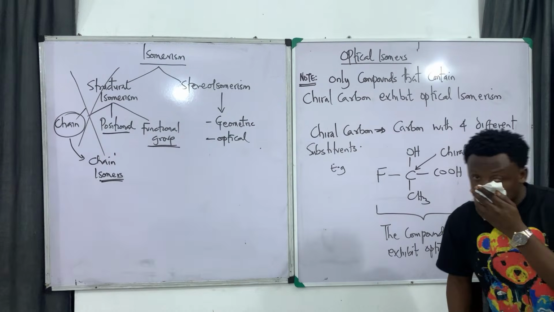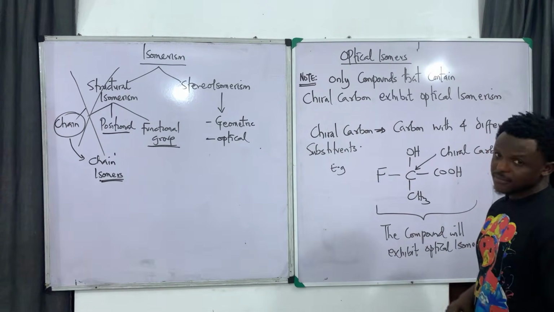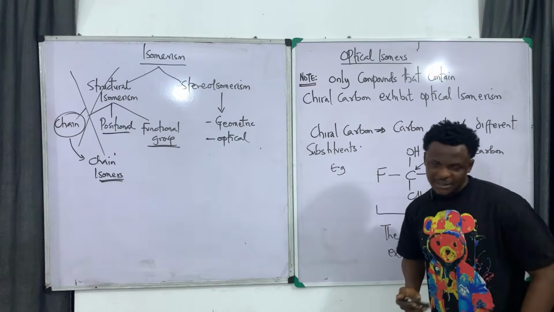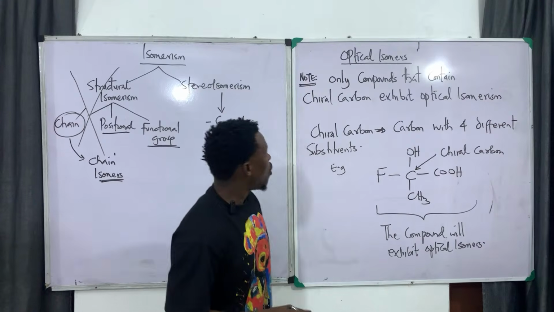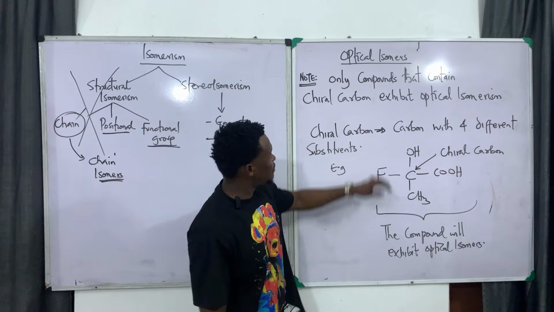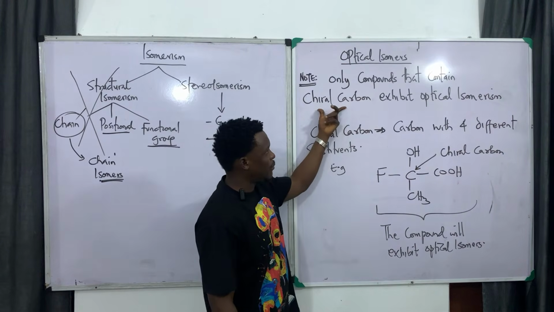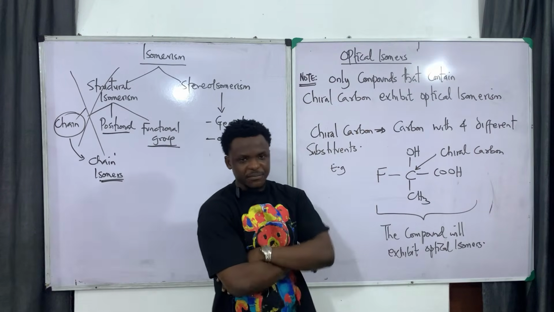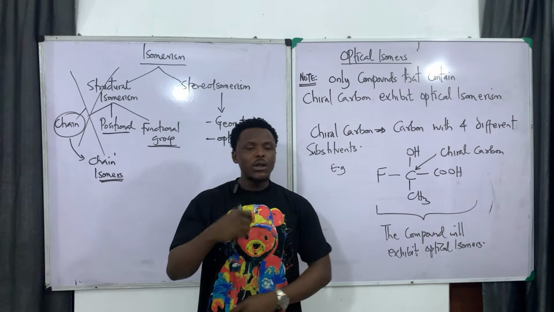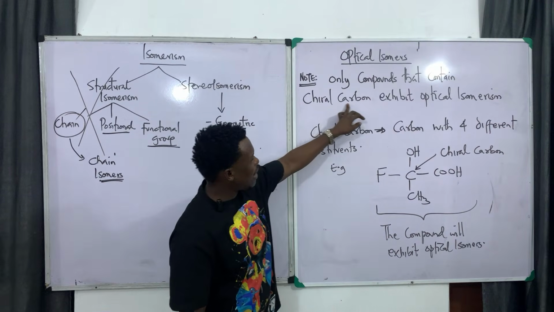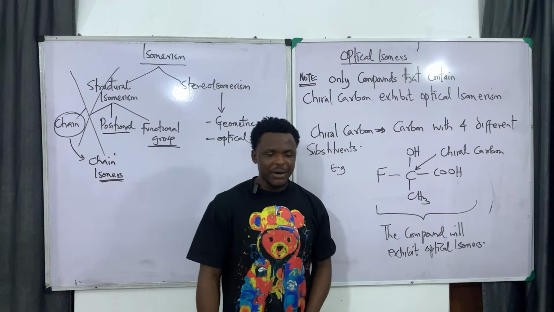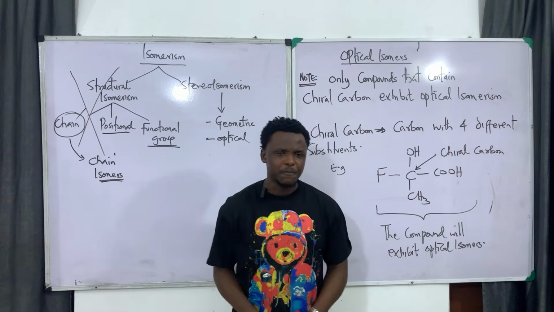All right. So we have this optical isomers. Now, class, only compounds that contain a chiral carbon will exhibit optical isomerism. First, what is optical isomerism?